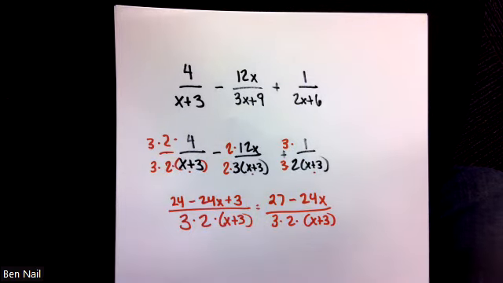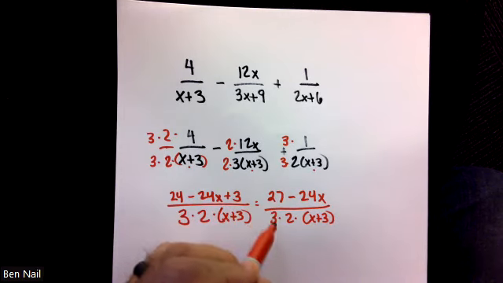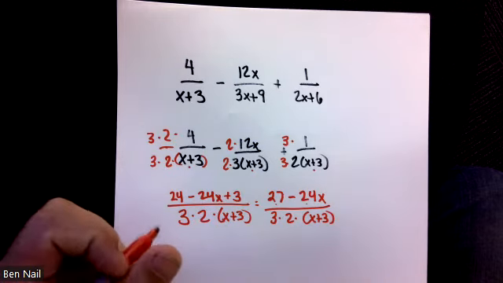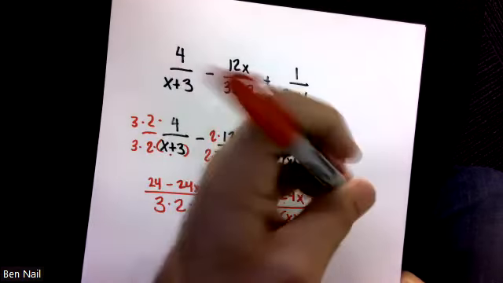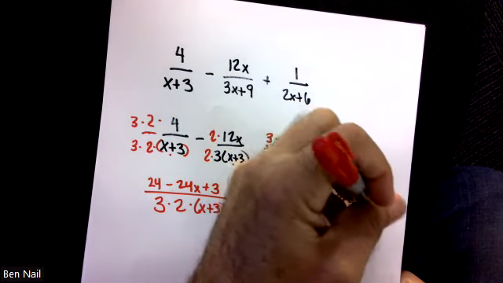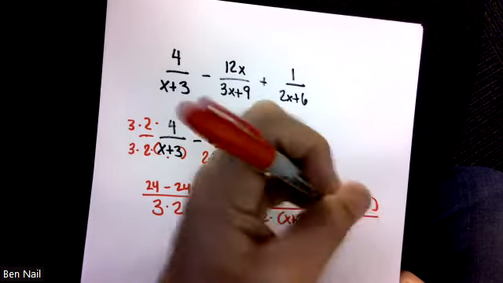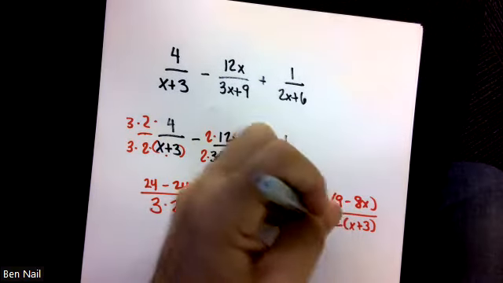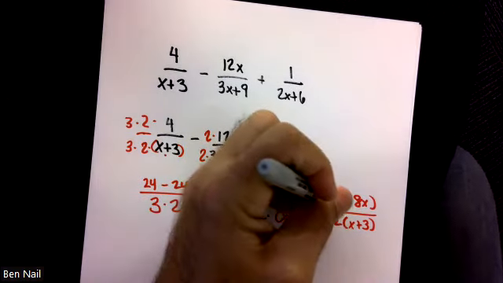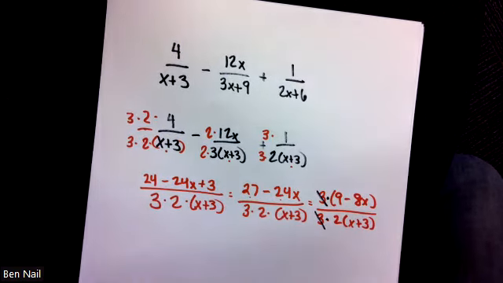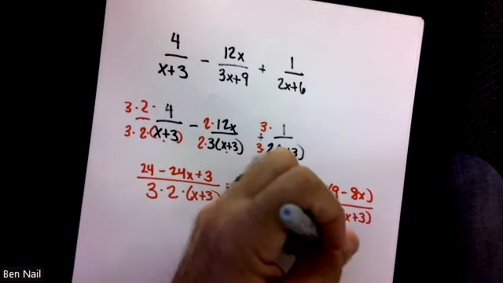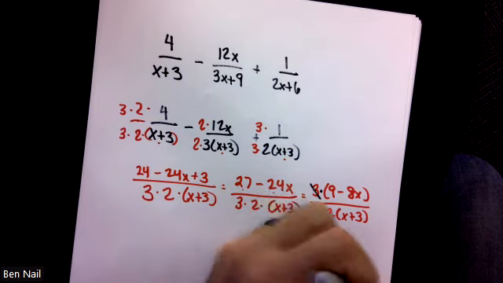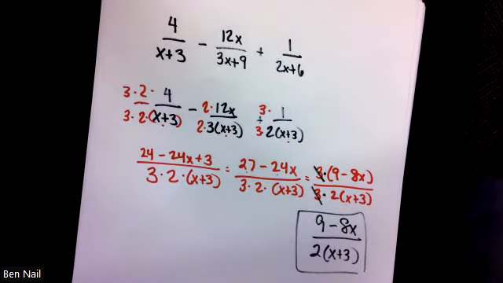Now, this is an example where we can factor the numerator and something will cancel out. So again, if we look at 27 and 24, those are both divisible by 3. Now we've got that common factor. So again, it has to be multiplying, but that common factor of 3 cancels. So we're left with 9 minus 8x over 2 times x plus 3.